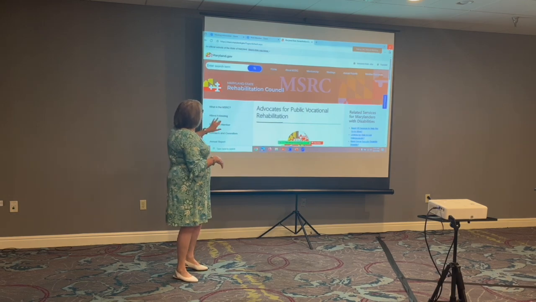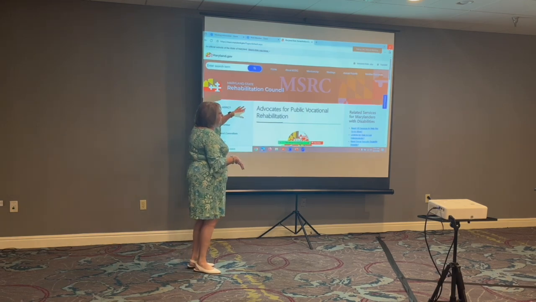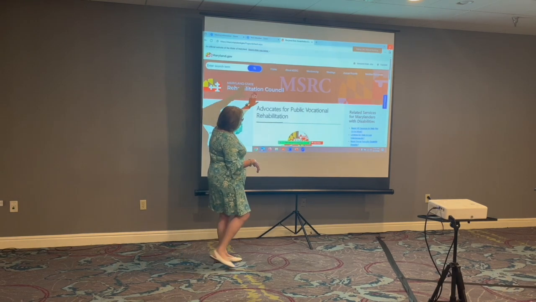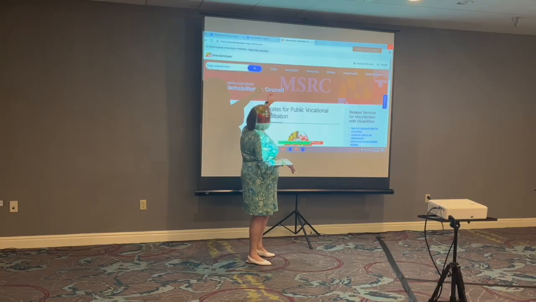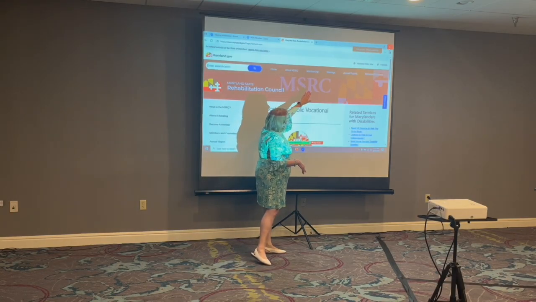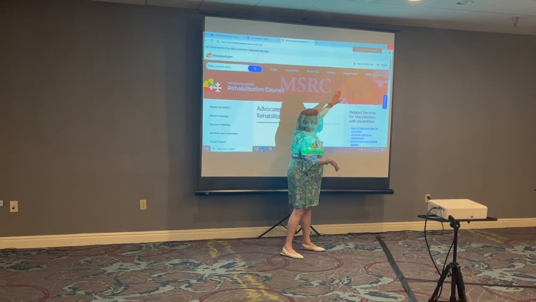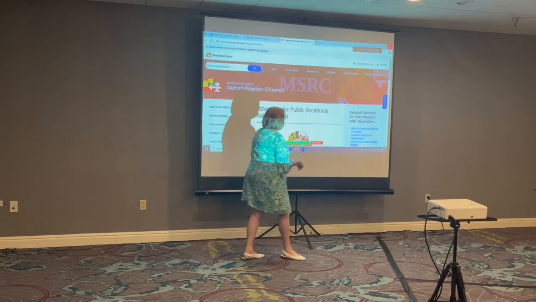But the way the site works is, and this is similar to the DORS site, the top is sort of your audiences or your basic information. So for the MSRC, it's more basic information. So it's our about, it's how to be a member, it's information about meetings, reports, and resources. And we'll go through all of those.